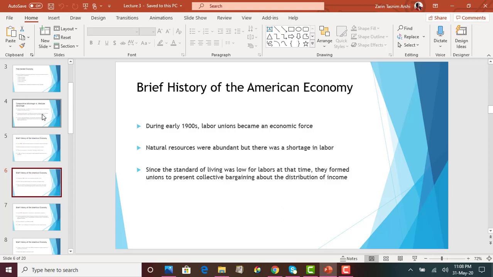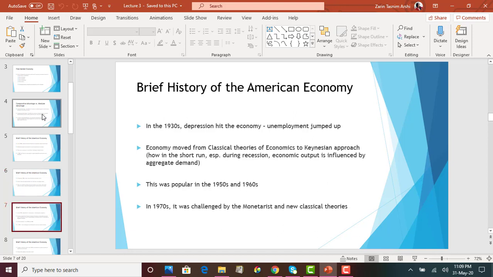So in response to that, the labor created labor unions, so they could fight for their wages. They could ask for a fair wage for the work they were performing. Since the standard of living was low for labor at that time, they formed unions and engaged in collective bargaining about the distribution of income.